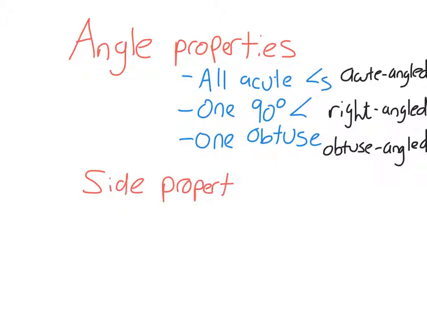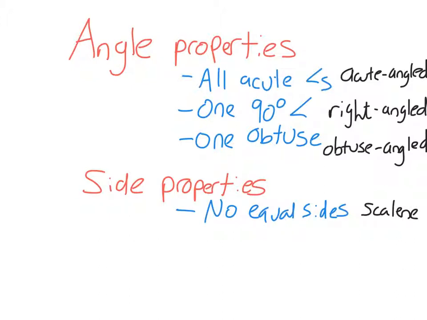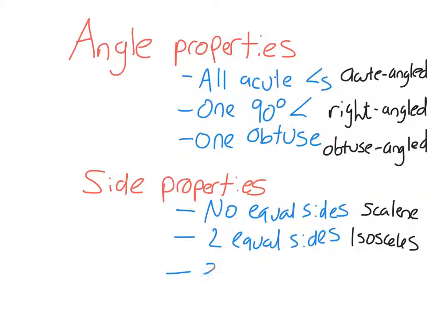We also classify triangles according to their side properties. So we're talking about how many equal sides they have. They could have no equal sides, which would mean all sides are a different length. That is a scalene triangle. They could have two equal sides, and we call that an isosceles triangle. And they could have three equal sides. All sides could be the same length, and we call that an equilateral triangle.